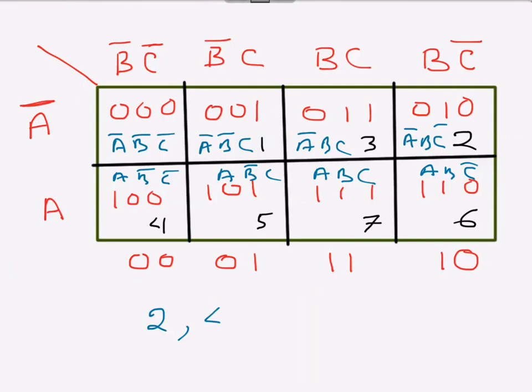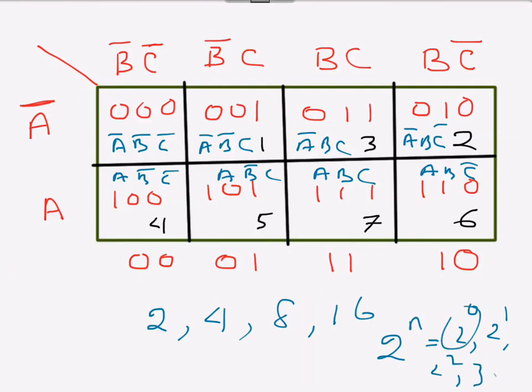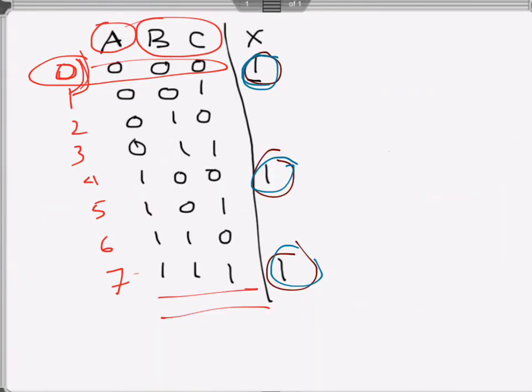So basically the group can be of 2, 4, 8, and if it is more than 3 variables, that is if it is 4 variables, there can be 16 as well. So basically a power of 2, depending on 2 to the power 0, 1, 2 or 3. So 2 to the power 0 is 1, so it is grouping by itself.